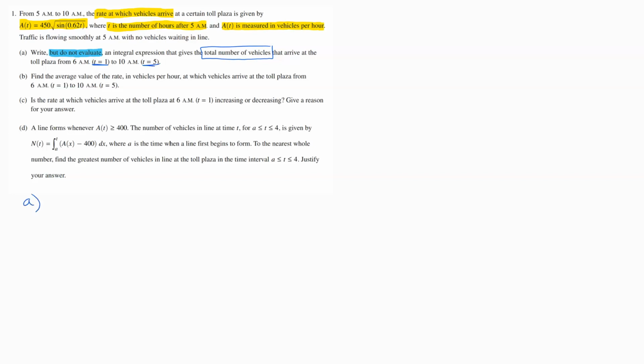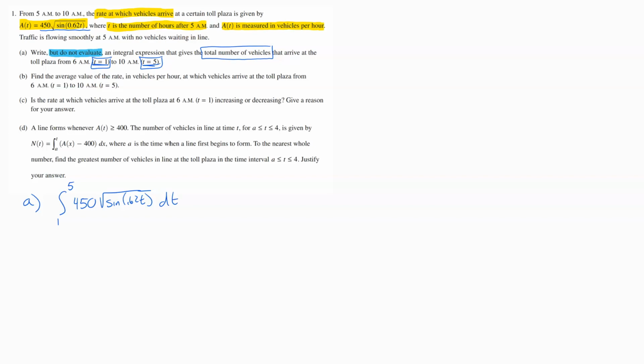When you want to find the total amount of something, it's always an integral game. Integrals are an accumulation tool. So in this problem, we would be finding the integral from a lower bound of 1, because that's the starting time they wanted, to an upper bound of 5. And then inside there would be what we're trying to add up, which would be the rate here. So 450 times the sine of 0.62t, and we would put a dt at the end.